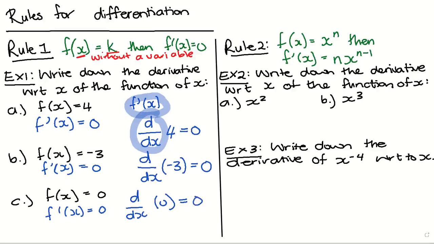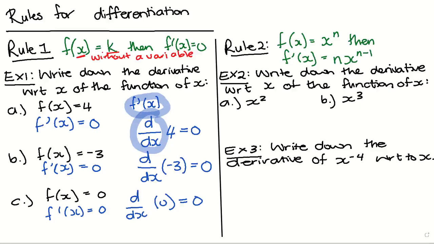Okay, now, rule 2 says that if I've been given a function and it equals x to the power of some unknown number, we can then write the derivative of that function with respect to x by taking that exponent, bringing it in front of the x, multiplying it with that x, and taking 1 away from that exponent. So it's easier to do when we see it with numbers.